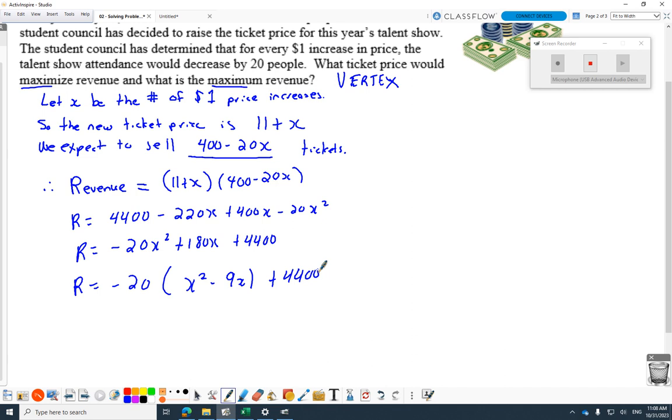Negative 9 divided by 2 squared, which is negative 4.5. Okay, hold on.